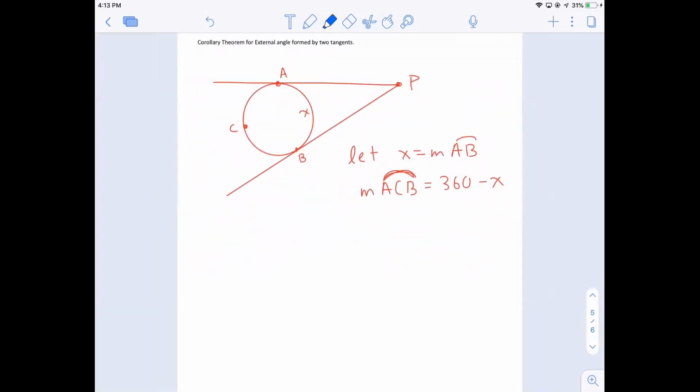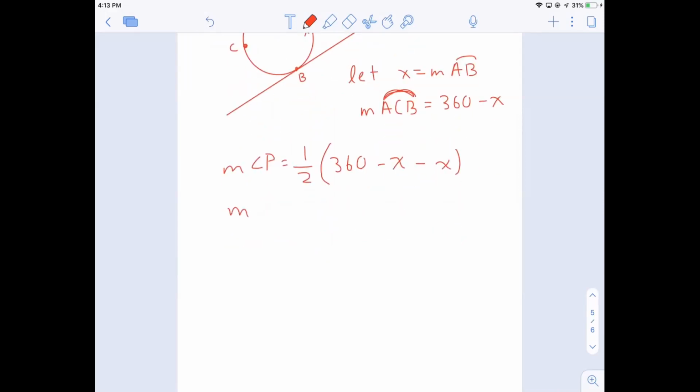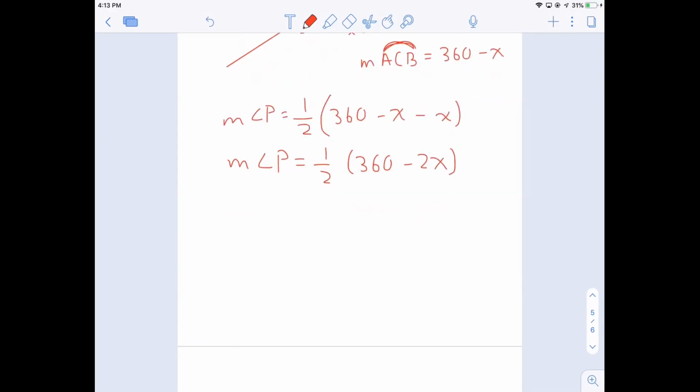So let's apply our theorem now. We can say the measure of angle P is going to be 1/2 the difference of those two arcs. So the bigger arc, 360 minus X, minus the smaller arc, X. And we get the measure of angle P equals 1/2 of 360 minus 2x. We distribute. Measure of angle P equals 180 minus x. And yeah, that's pretty much it.